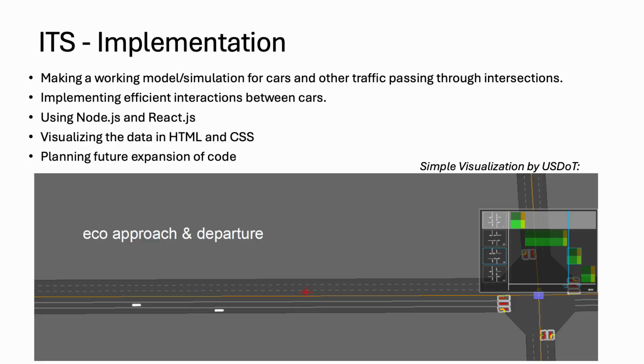Well, how did we implement this? We made a working model and a simulation for the cars and other traffic passing through intersections. These intersections were laid out in a grid for simplicity, and we implemented efficient interactions between the cars in the model. For our code, we used Node.js and React.js, and we visualized the data through HTML and CSS. We also plan to expand the code in the future to make it better and more accurate.